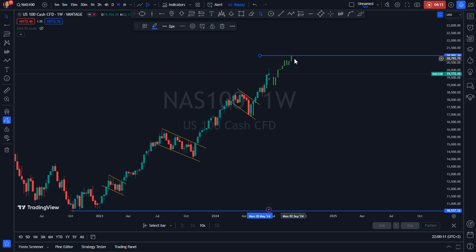Going to a lower time frame, I would be looking for those continuation patterns, because there is a possibility that the market could actually reach that position over there.